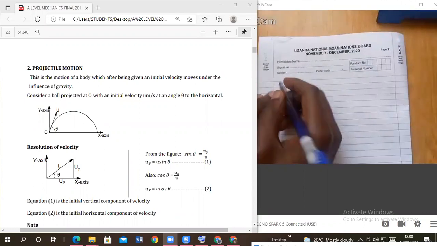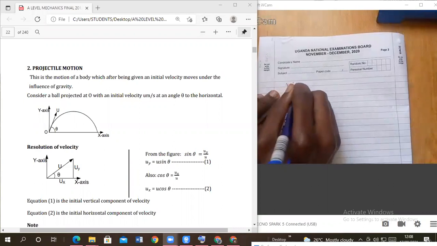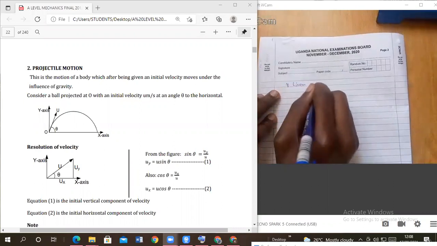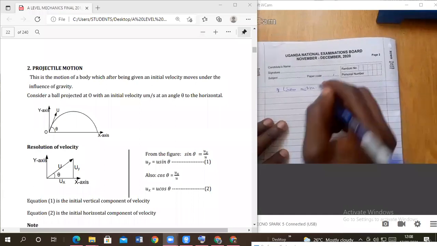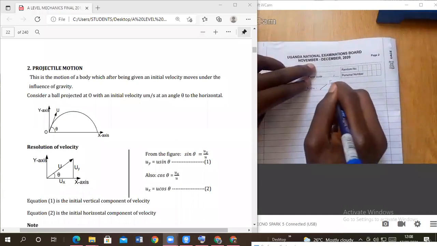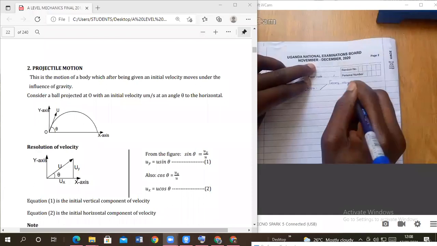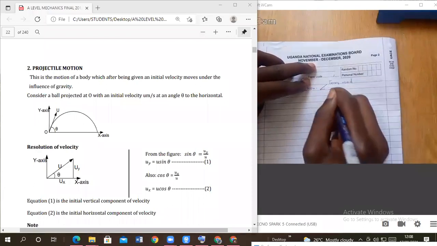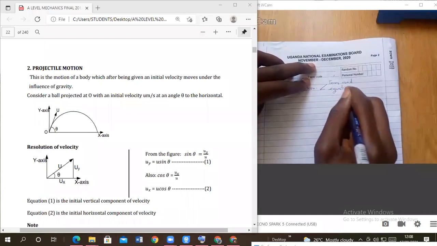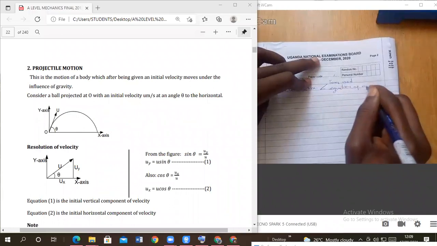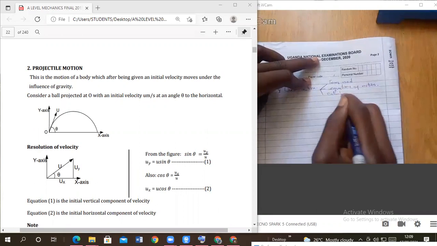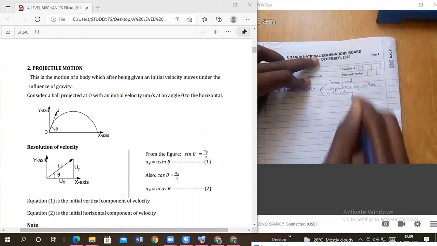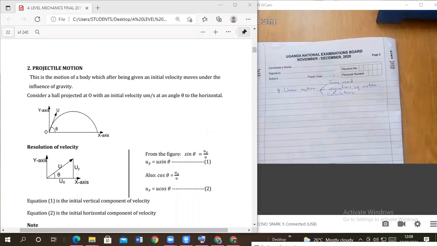So we look at linear motion. Actually, we are through with linear motion now. So here we look at the key terms, the terms used. We also look at equations of motion. Then we also did calculations.